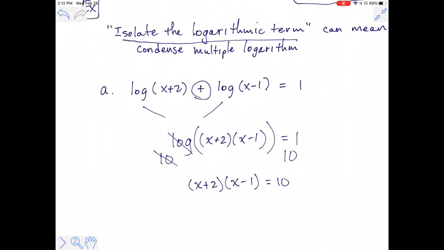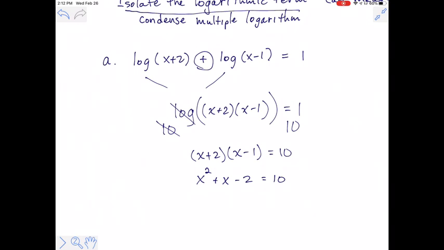The only real way you want to solve a quadratic equation is if it equals 0. This does not equal 0, it equals 10. So what you're going to need to do is multiply that left side together. So we got x squared plus x minus 2. Now I can subtract 10 and get x squared plus x minus 12 is equal to 0.